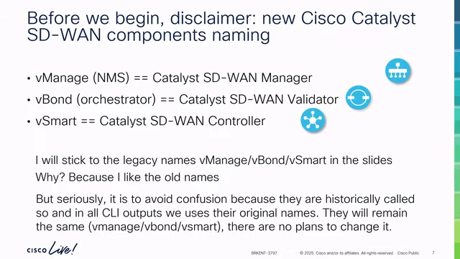Okay, but seriously, it's not just because I like them, but because in all of the CLI outputs and internally within the source code, we still use the old names. And we are not going to change this, obviously for required compatibility. We don't want to break your automation tools and so on. So internally, it's still called vManage, vBond, vSmart. And I will hence use those names interchangeably.